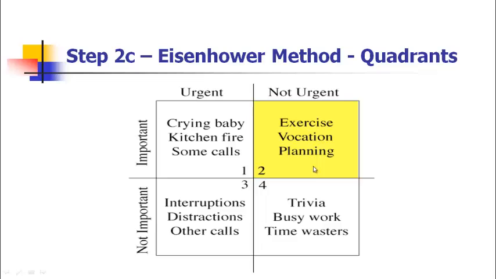Then the last is non-urgent and non-important. Any trivia you are doing, like crosswords, where you are just filling time. All these are time wasters, busy work. TV shows you are watching, which are not adding any value to your growth. Those are all the non-urgent activities.